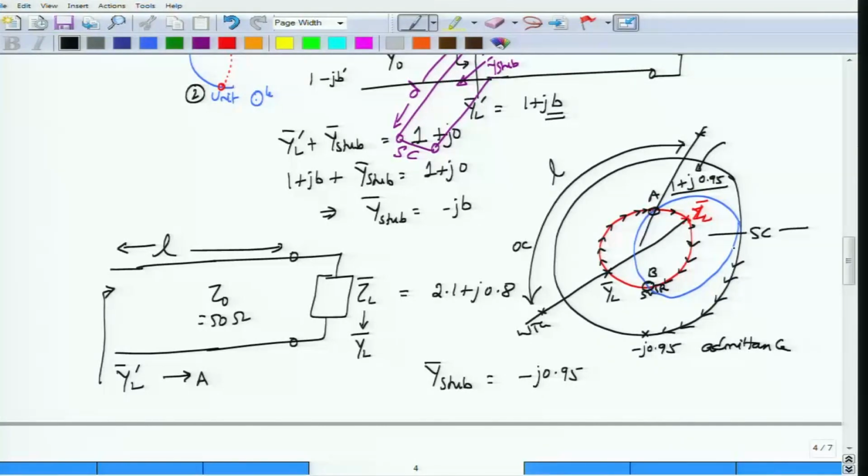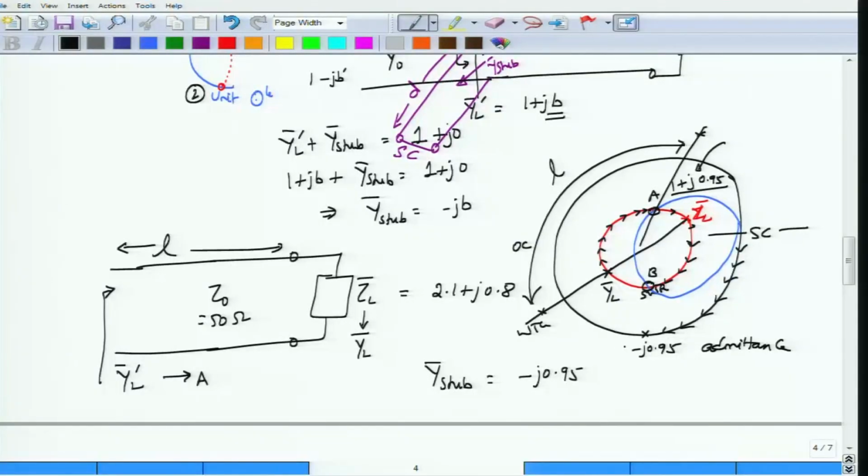The question is, why am I moving on the outer circle? Because what is the SWR for a shorted line or an open circuit line? The reflection coefficient magnitude is 1, therefore SWR on these lines is equal to infinity. So that would correspond to gamma L equal to 1, and that is actually the outermost circle. So on the outermost circle you keep moving until you hit minus j 0.95, which is exactly required to cancel out this plus j 0.95.